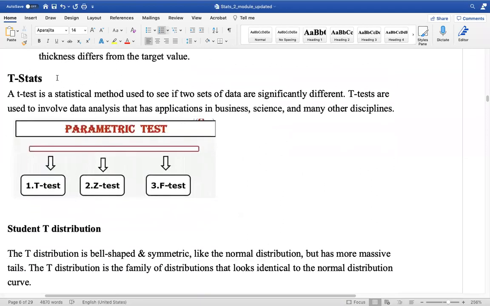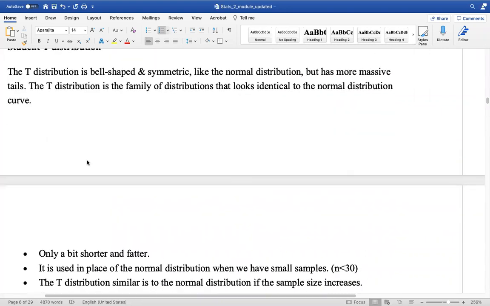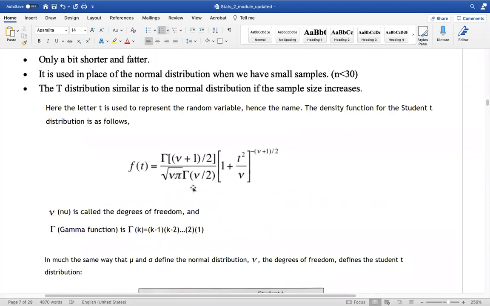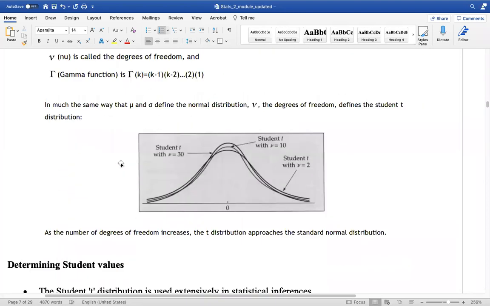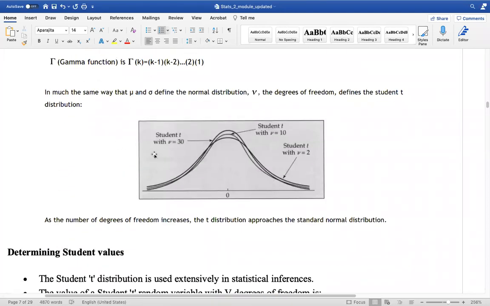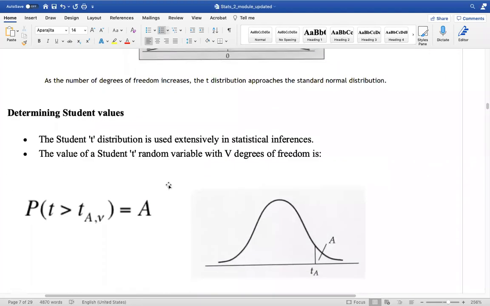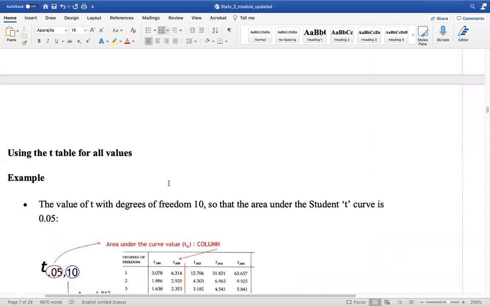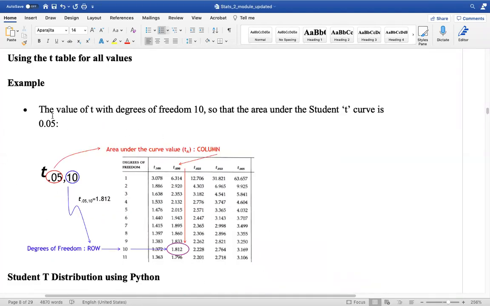In the meanwhile, let's go with the t-test. Coming to the t-test, it is very similar to that one. This is the formula for the t-distribution, similar to the normal distribution. It is mainly used when we have fewer than 30 samples. Okay.